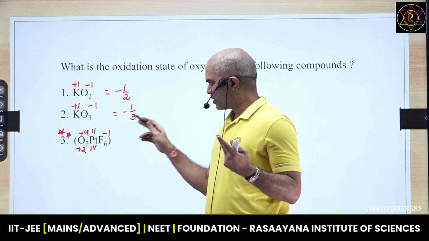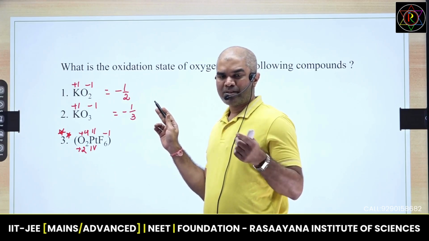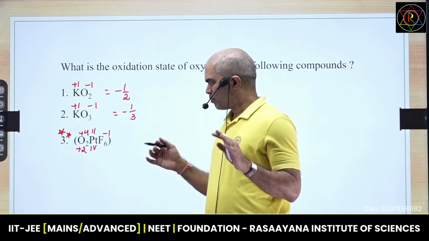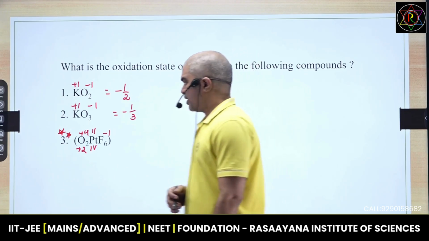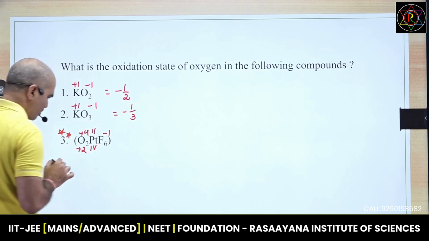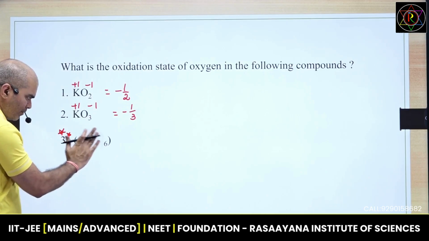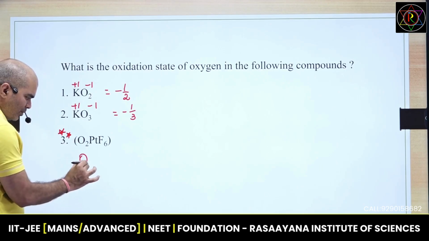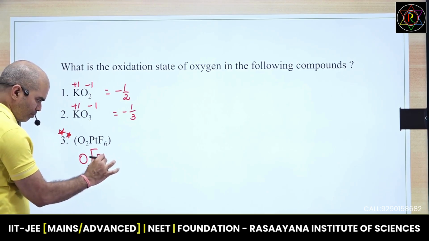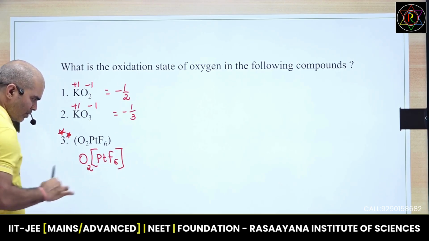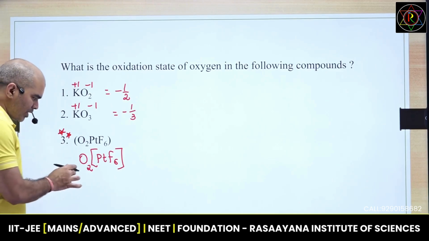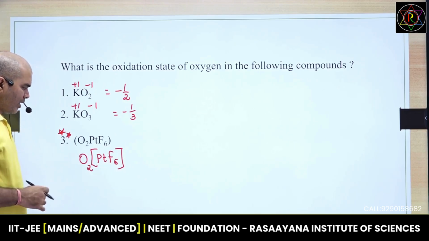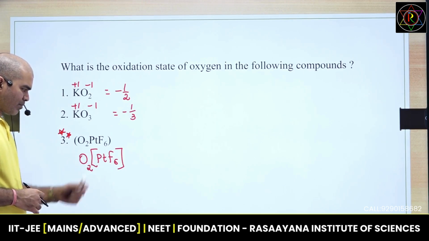Is it possible? Because just now I gave different charges like 2 minus, minus 1 and so on. Or it could be 0 also. But can it have a positive oxidation state? That is our question. The answer is yes. This is one rare compound where oxygen can have a positive oxidation state. This is actually O2PtF6. It is a coordination compound. So for a coordination compound, we begin with the cationic part followed by the anionic part. Here the cationic part is O2, the anionic part is PtF6.